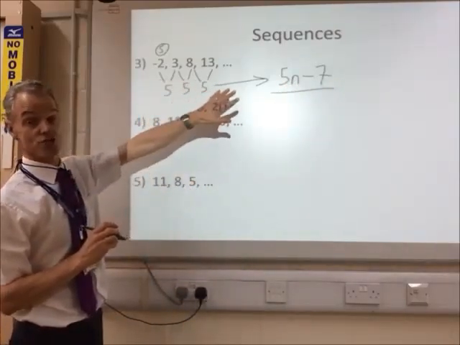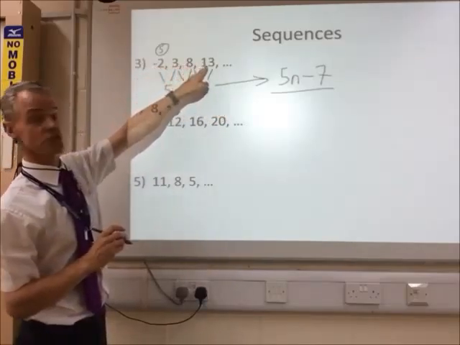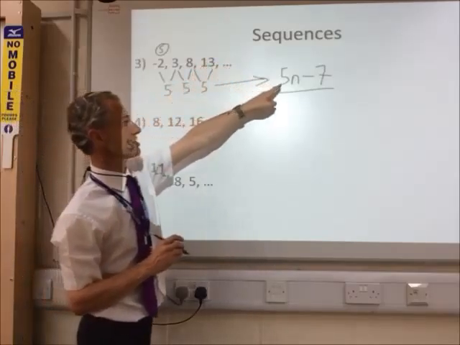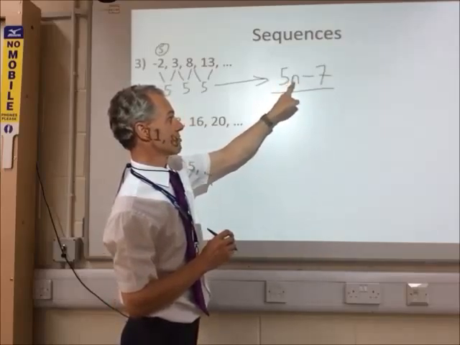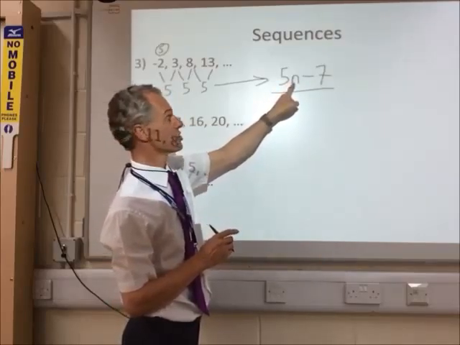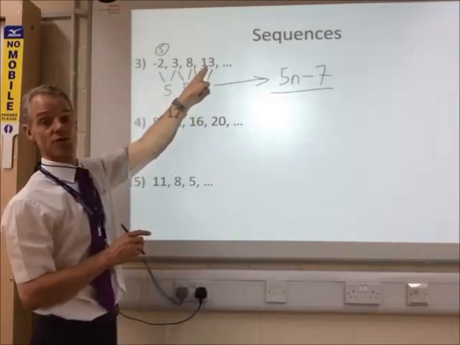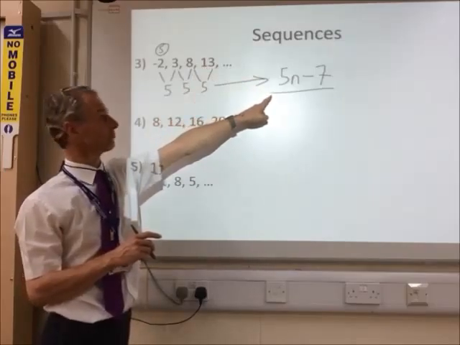Like before, I can check it's right. I can pick the fourth term, say. So that's when n equals 4. Substitute that into there. When n is 4, this gives me 5 times 4 is 20. 20 minus 7 is 13. And that's exactly what I want. I want 13 for the fourth term. So I know that I've got my nth term right.